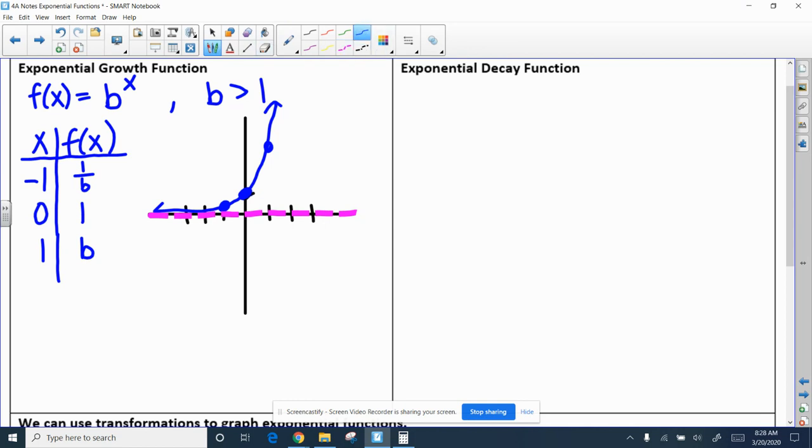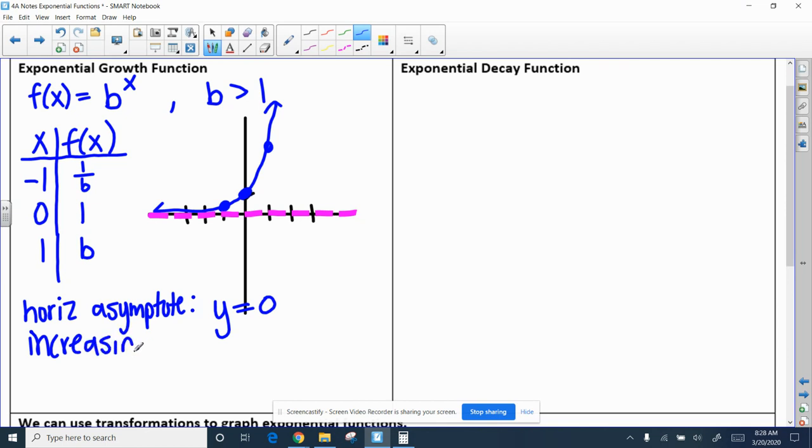So a couple characteristics that we should recognize here. As I said, this has a horizontal asymptote. It is horizontal, so it is in the form y equals. This one's going to be in the form y equals 0. It's also an increasing function, which is what makes it exponential growth.